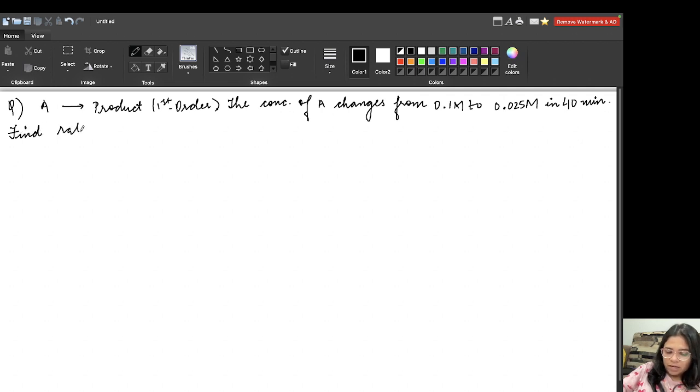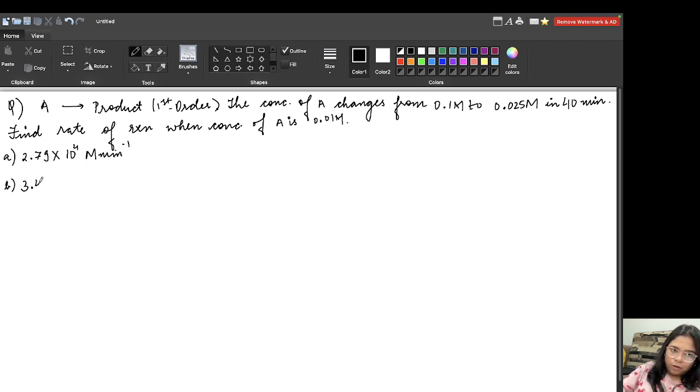You need to find the rate of reaction when concentration of A is 0.01 M. And what are the options given to you? 2.79 into 10 to the power 4, 3.47 into 10 to the power 4, 2.79 into 10 to the power minus 4, 3.47 into 10 to the power minus 4.